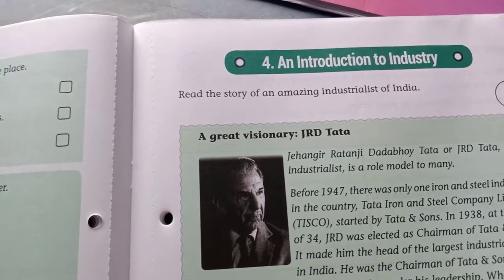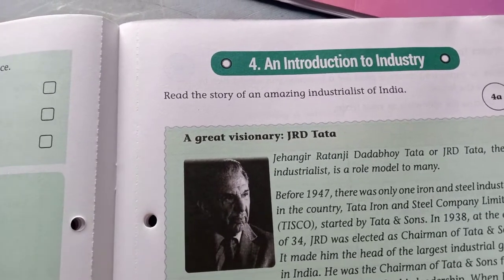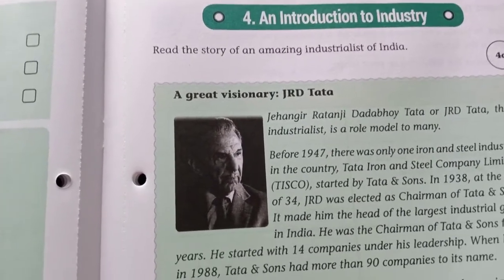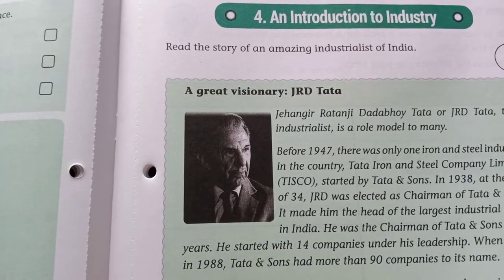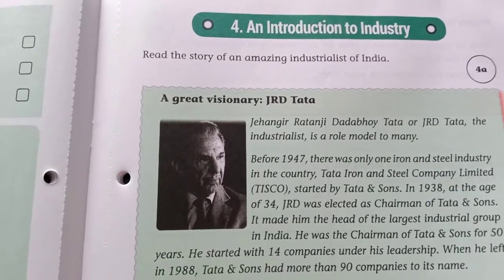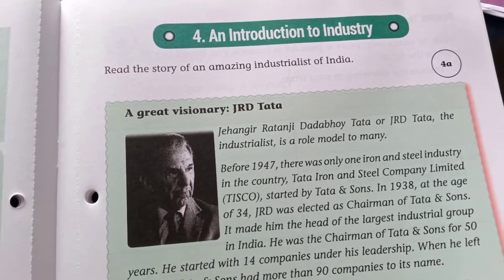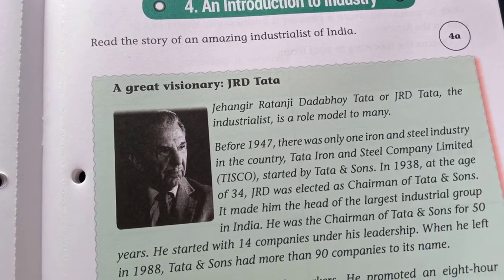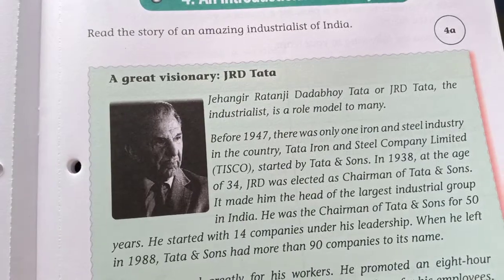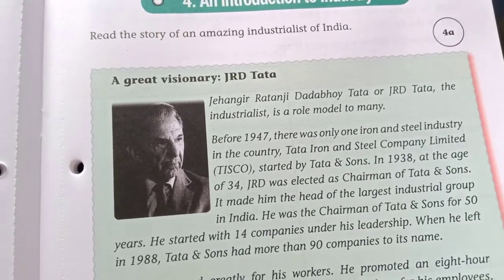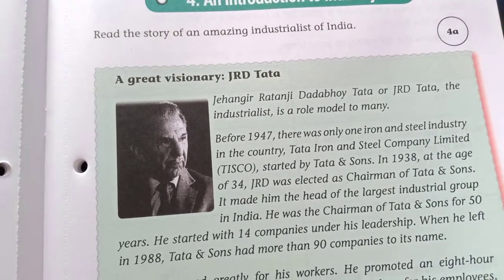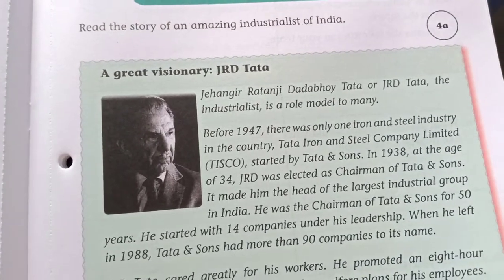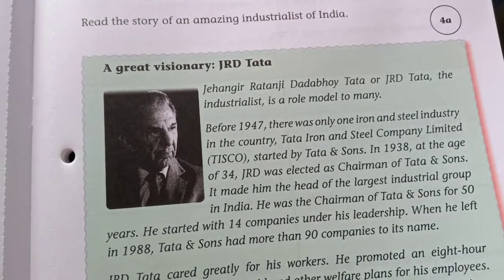Now, next one, an introduction to industry. So, read the story of an amazing industrialist of India. You know, he is J.R.D. Tata, a great visionary. Jahangir Ratanji Dadabhai Tata or J.R.D. Tata, the industrialist, is a role model to many. Before 1947, there was only one iron and steel company in the country, Tata Iron and Steel Company Limited. It was started by Tata and Sons in 1938 at the age of 34.